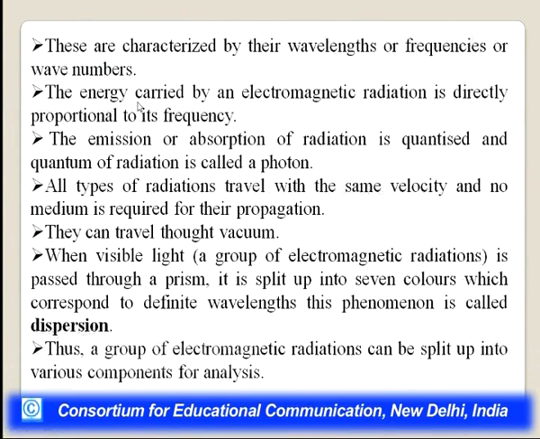Another point, energy carried by electromagnetic radiation is directly proportional to its frequency, and the emission or absorption of radiation is quantized, and the quantum of radiation is called a photon. All types of radiations travel with the same velocity and no medium is required for their propagation. They can travel through vacuum when there is no air. When visible light is passed through a prism, you have studied in 12th standard, it splits into 7 colors, called VIBGYOR, corresponding to definite wavelengths, and this phenomenon is called dispersion.